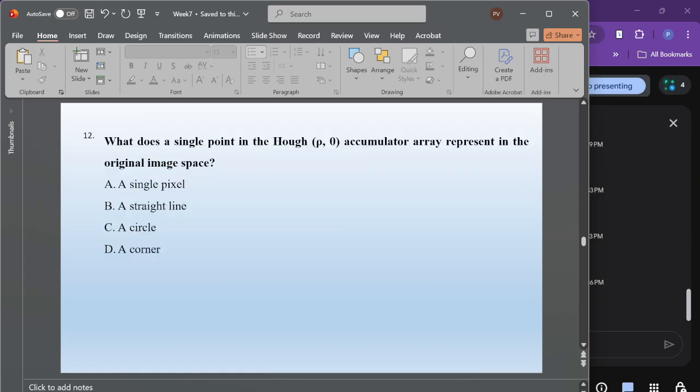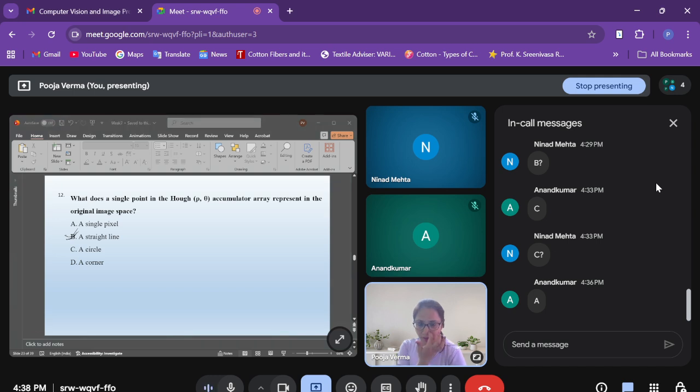So that's why option B is the correct answer for this question. A straight line is what a single point in a Hough transform accumulator represents in the original image space. Is it fine? Have you understood how? Theta is not always zero, it can be other angles also. Already we have solved one problem. Their angle is 45 degrees.